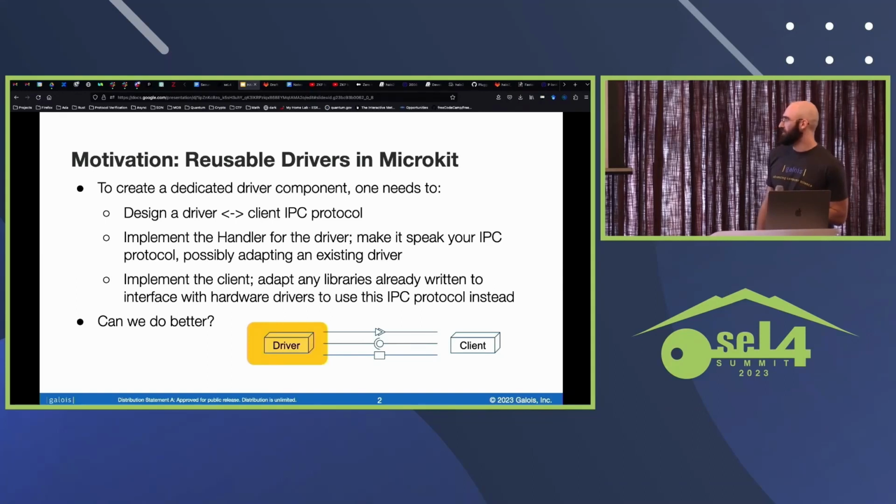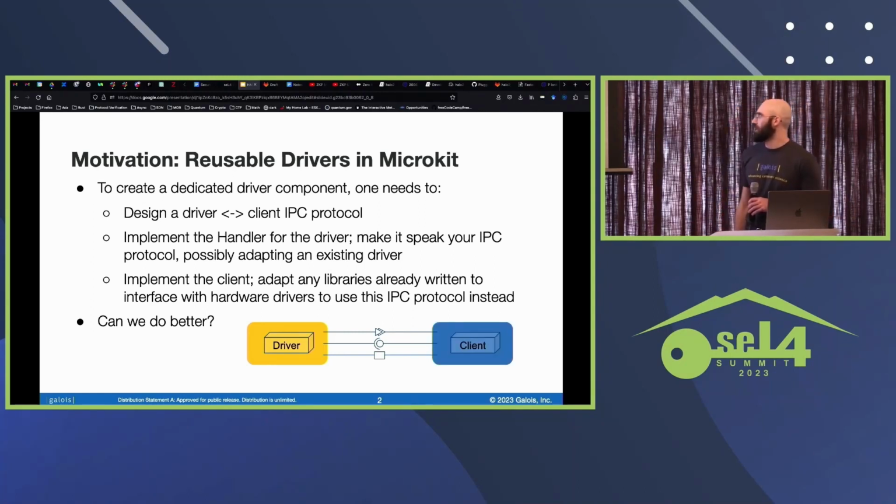And so once you've designed that, you have to take your existing driver code, or your crate that knows how to talk to the hardware, but maybe only presents a more standard Rusty interface to a client. You have to adapt that to be able to speak this protocol you've designed. And then on the client side, similarly, you have to take the libraries that you have and make them speak this protocol. And maybe you can do that with a wrapper around the libraries, or maybe you have to dig into the libraries to do it. Anyway, it seems like it involves some work.